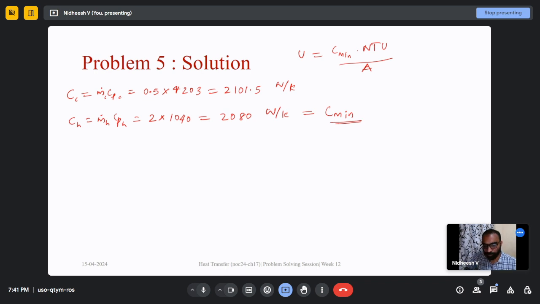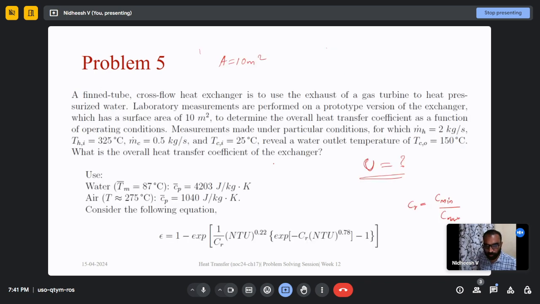Okay. Now in the effectiveness expression, we see a CR value, that is the ratio of the specific heats, which is given by C min by C max.